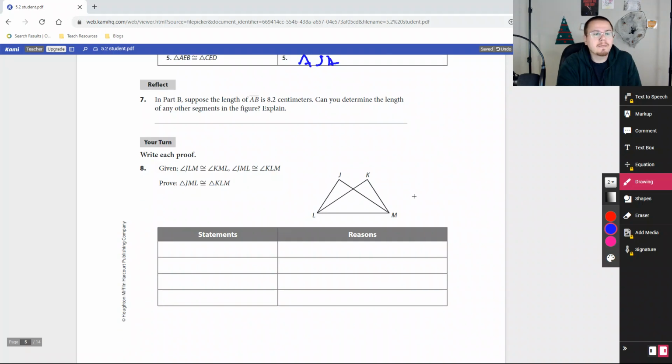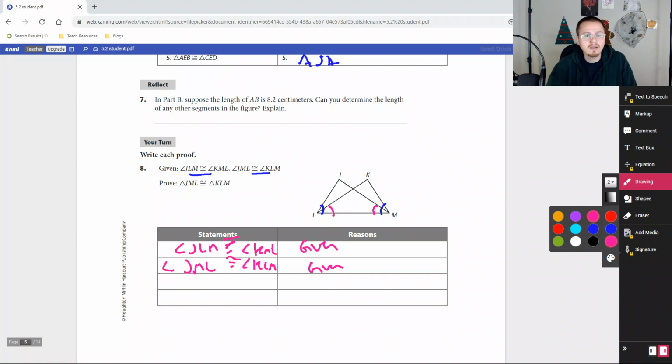So I would pause here, give it a shot, and I'll go through real quick. So here's what we're given. JLM is equivalent to KML, and JML is equivalent to KLM. Two angles. So I'm going to write these out. So angle JLM is equivalent to angle KML. That's a given. Angle JML is equivalent to angle KLM. That's a given. Okay, so what do we got to prove?